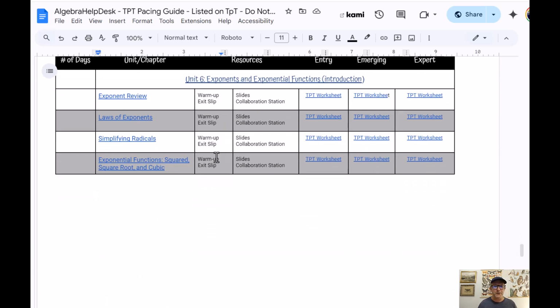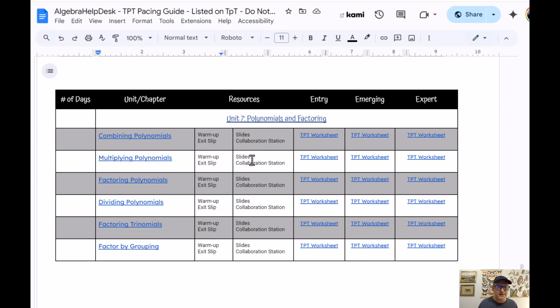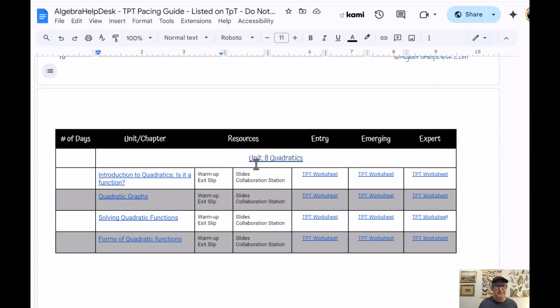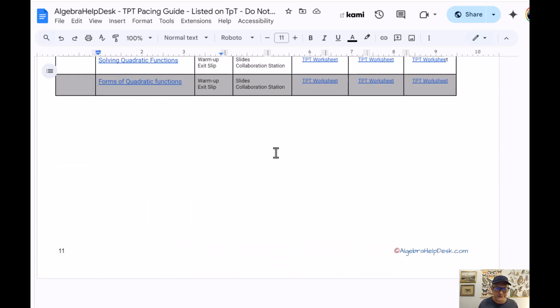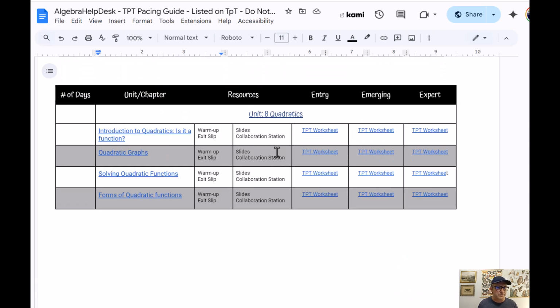Then we move into exponents and exponential functions. Here we foreshadow the quadratics, the squaring function. Then we move into polynomials and factoring because we want to get kids ready to solve equations or quadratic equations by factoring. And then we move into Unit 8, quadratics, and that's where we end our Algebra 1 course. It's been my experience, even though there's other standards. Typically, in the 8th or 9th grade Algebra 1, this is all we get through. If there's time at the end, yeah, maybe we'll do some data analysis.